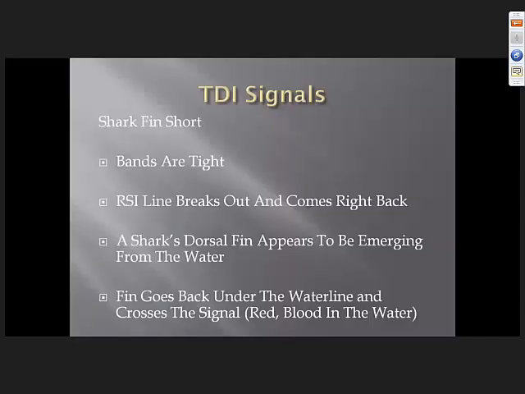So now, a shark fin short, it sets up like this. The bands are tight, which represents the Asian range being tight also. Tokyo channel's tight if the bands are tight. The RSI line breaks outside and comes right back in. It appears as almost like a shark's dorsal fin is coming out of the water. That's why my bands are blue. The fin goes back under the water line and crosses the signal line, which is red. We say there's blood in the water to help you remember the trade.